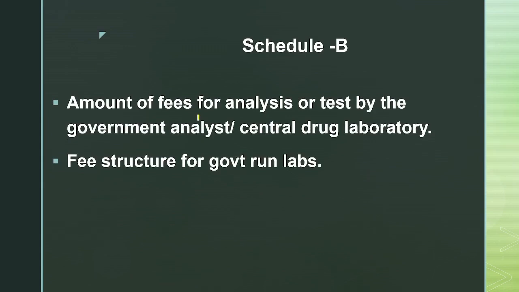And Schedule B, the second schedule. Schedule B mostly deals with the amount of fee. How much fee we need to pay for the analysis or testing of any substances. We need to pay to the government, the Central Drug Laboratory or the government analyst, the person who analyzes the samples. We need to pay some amount of fee. Okay, this is Schedule B.